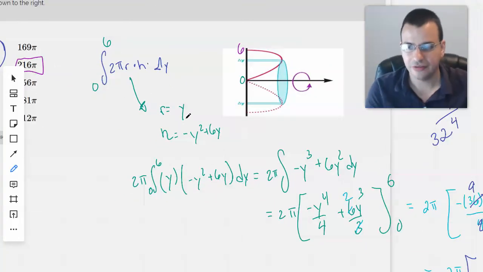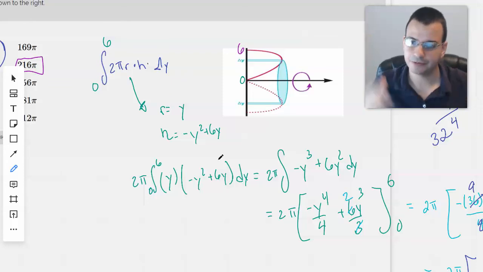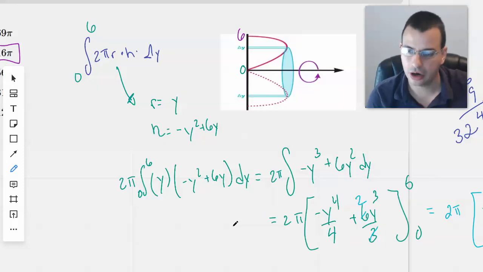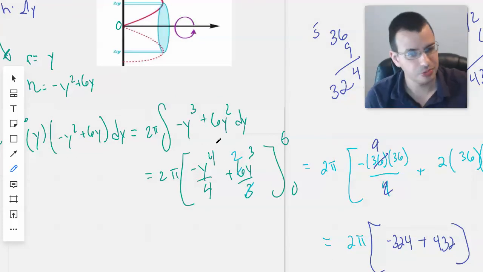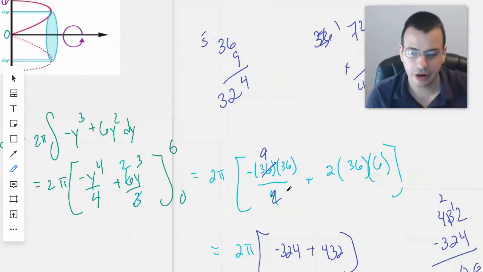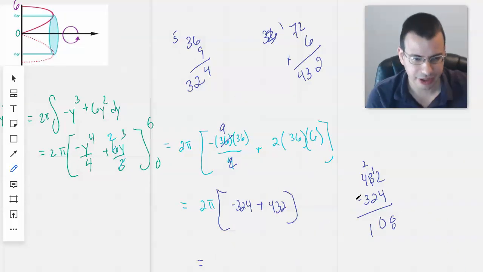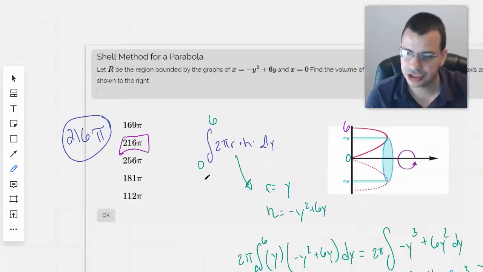We then plug in our values. In this case, the radius of the shell is y, and the height of it will be negative y squared plus 6y. And that gave us the values for our shell method. We plug them in. We do some calculus. This was just the power rule. The actual calculus part wasn't too bad. And from there, we did a bunch of algebra, no division, just multiplication, and came up with an answer. And our answer was 216 pi.